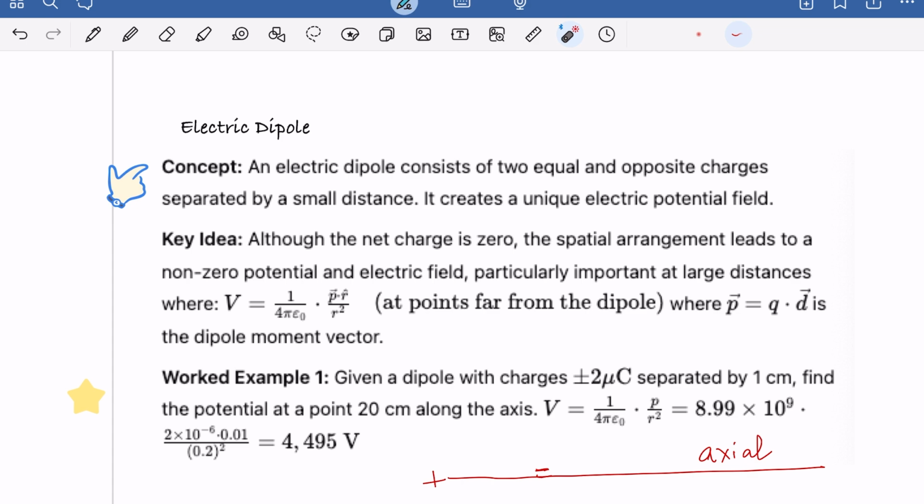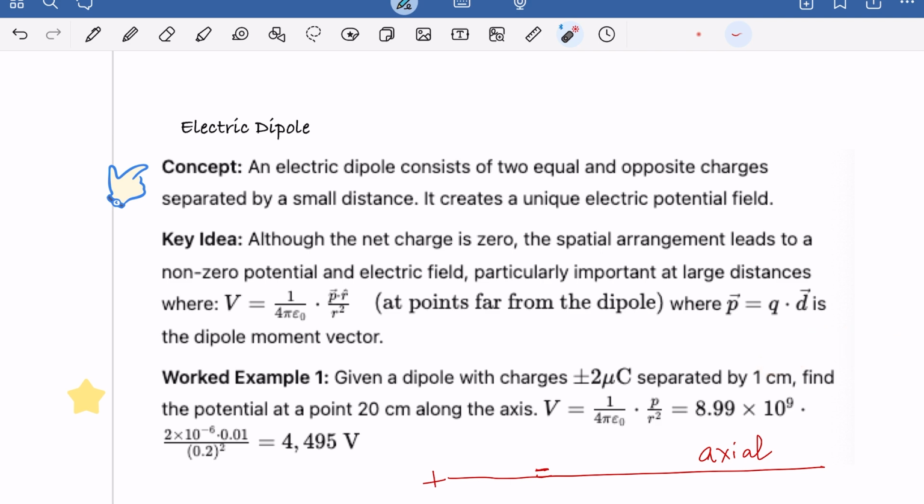Given a dipole with charges plus minus 2 microcoulomb, remember both have to be equal, except that one is positive, the other is negative. And they're separated by a short distance, 1 centimeter. Find the potential at a point 20 centimeter along the axis. You see that? Along the axis. So the formula only works if the point is along the axis. All right, K, that's K. P, see that? Dipole moment. Q times D, but this has to be in meter, so that's why it's 0.01 meter.